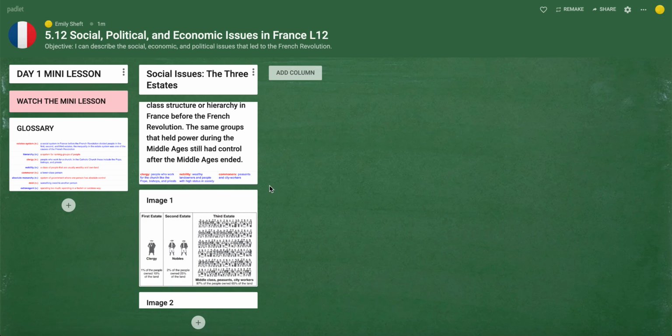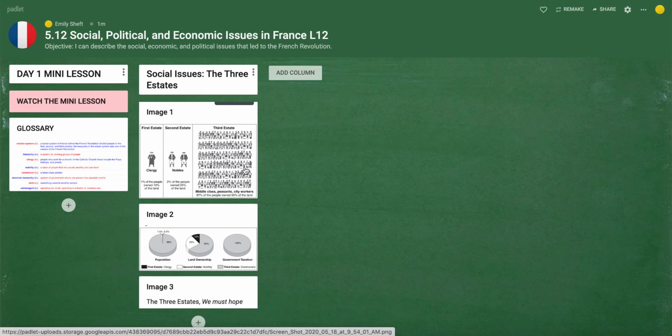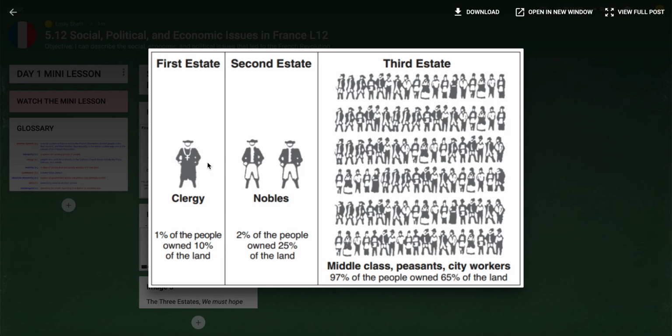And so for this lesson, you are only going to be looking really at images to help you understand. This first image shows us how the population was broken up between the first estate, which is 1% of the population, a very small portion of the population. They had the most power. The second estate is the next largest, which is only 2% of the population, so very small. And then there's the third estate, which makes up 97% of the population, and this is the largest part of the population.